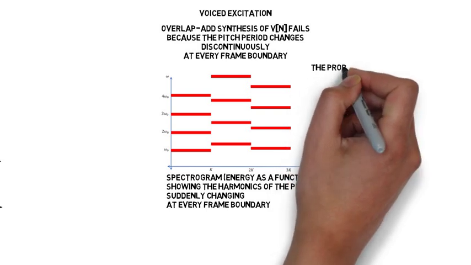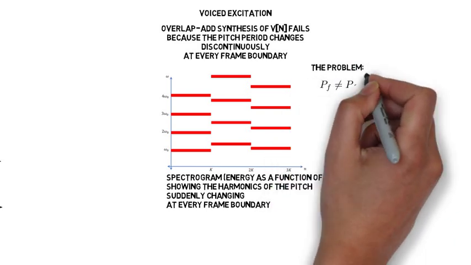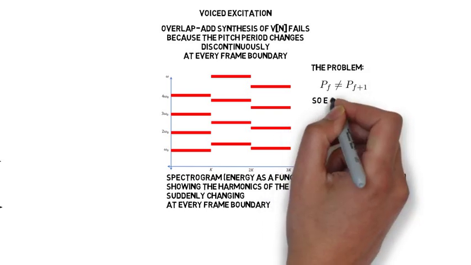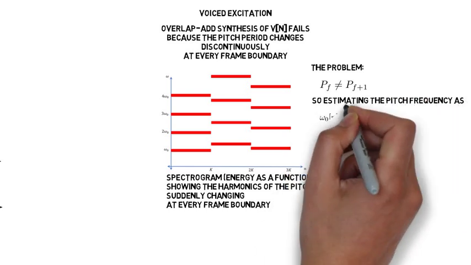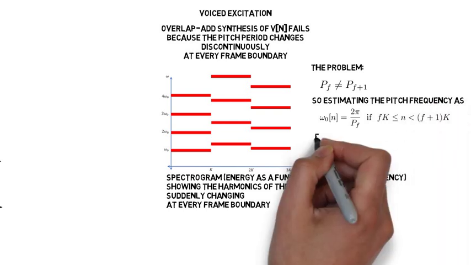And the problem, of course, is that the pitch period in frame f is usually not the same as the pitch period in frame f plus 1. And so if we estimate the fundamental frequency as 2 pi over the pitch period for all of the samples that are in the fth frame, that fails.